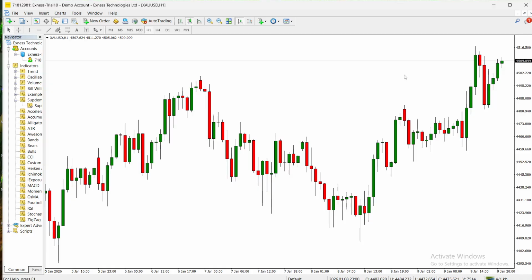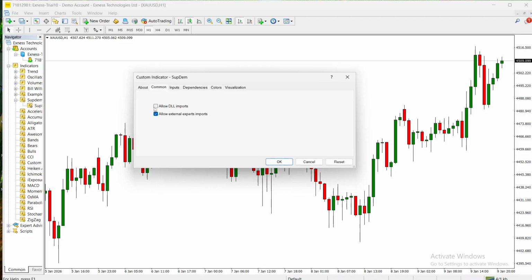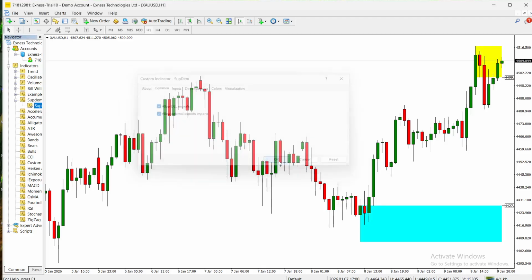to occur. At this point, I'll load the indicator on the chart so you can see how it looks in real time. Alright, so now we have it installed. And on the chart, the SupDem indicator displays support and demand zones as colored areas or rectangular boxes, as you can see.